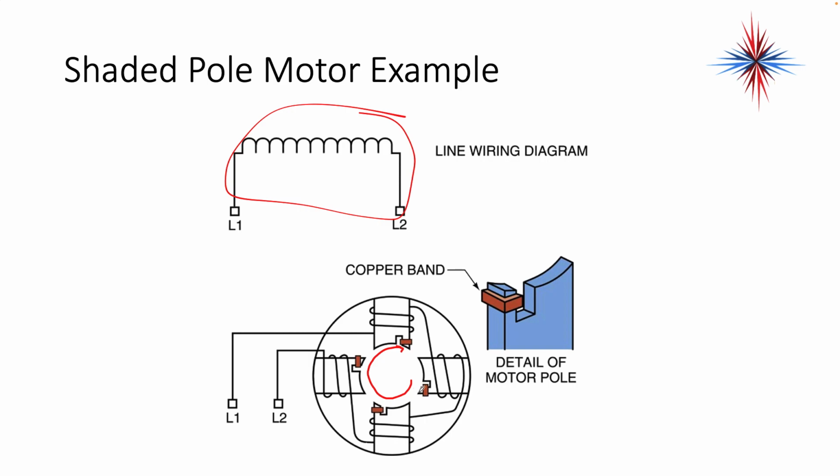Okay, that's the shaded pole. So it's always going to go towards the shaded pole. In this case, looking at it from the end we're looking at, this motor has a clockwise rotation.